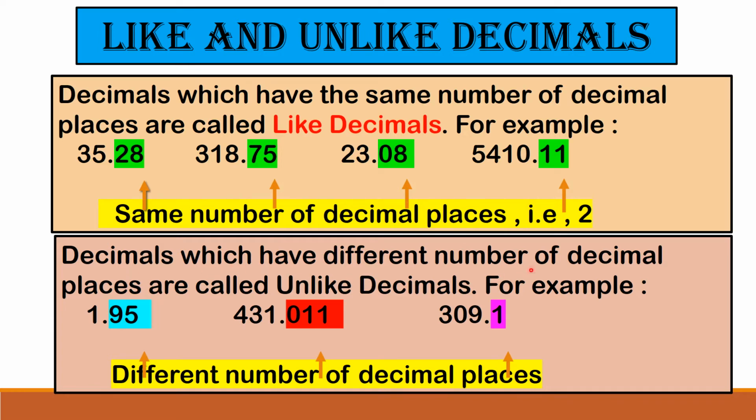Decimals which have different numbers of decimal places are called unlike decimals. For example, 1.95, 431.011 and 309.1. You can see here all these numbers. This has two decimal places. This has three digits after the decimal, so three decimal places, and this has one digit after the decimal, so one decimal place. So you can see all these numbers have different decimal places. Such types of numbers are unlike decimals.